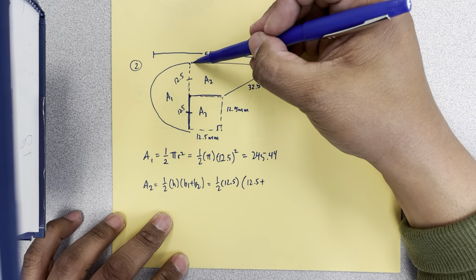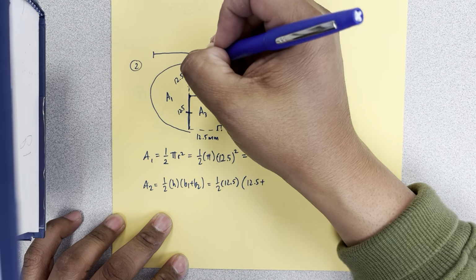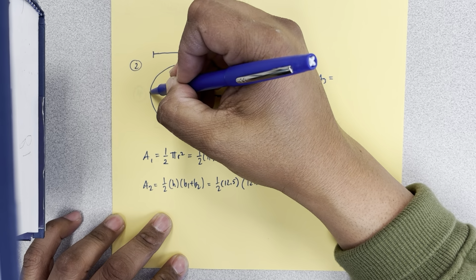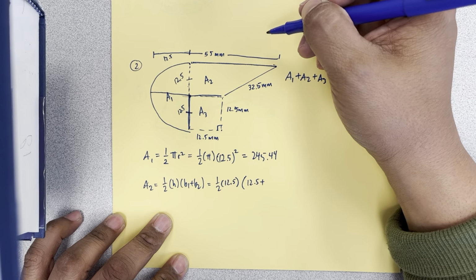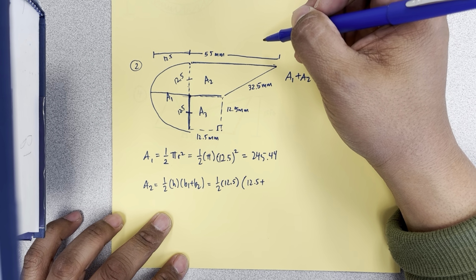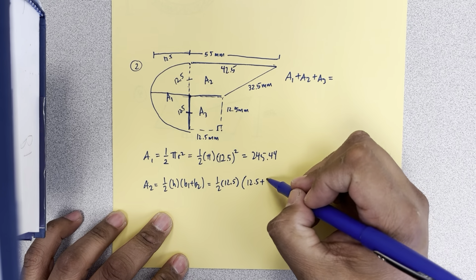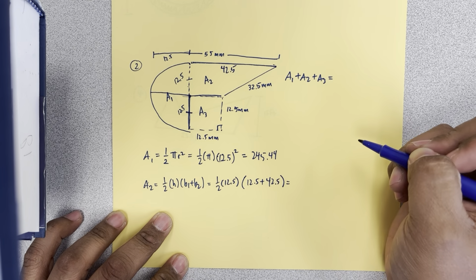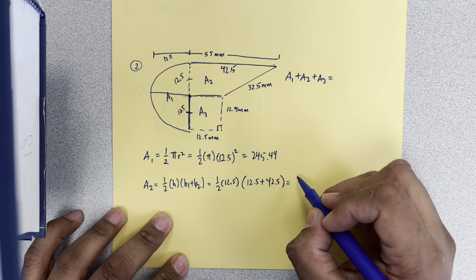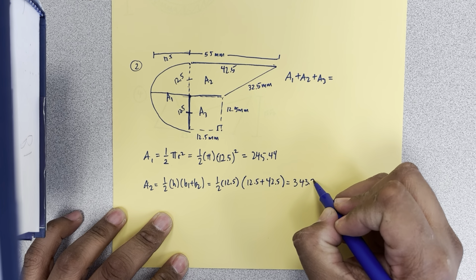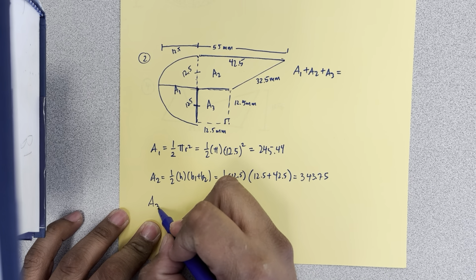Plus, we're going to get this base right here. Well, we know this whole length from here to here is 55. And from here to here, we know that's the radius, and the radius is 12.5. So 55 minus 12.5, in this case, we end up getting 42.5. So we're going to get 42.5. Okay, we're going to multiply them out, and we end up getting 343.75.